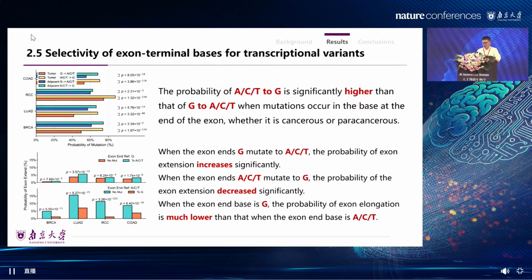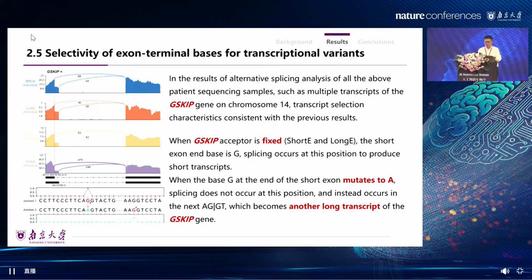So this is our finding. And here is a real-world example in the G-skip genes. Normally, splicing occurs at the end of the short exon, which terminates in a G. But in tumor samples, we find there is a switch from G to A, which results in the downstream splice site being used instead of this position. So it results in a long transcript. And our splice roulette model accurately predicts this exact outcome.